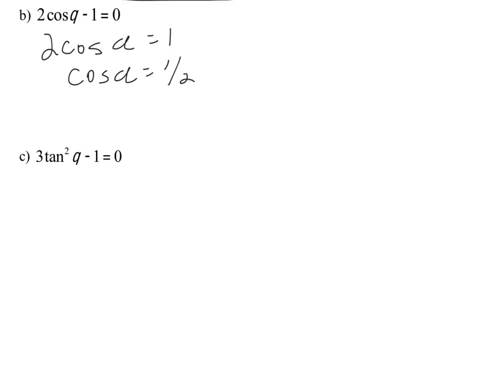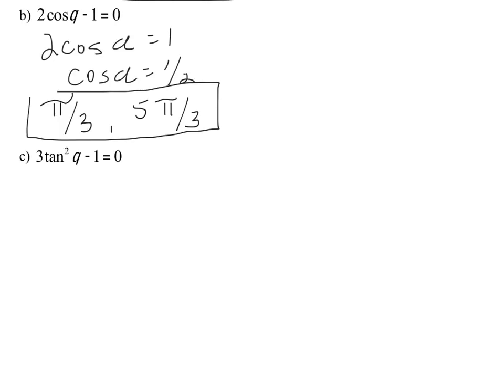B is very similar to A. We have 2 cosine alpha equals 1 because we add 1 to both sides, and then we divide by 2. We get cosine alpha equals 1/2. Again, you're going to look at your unit circle to see where cosine is equal to positive 1/2. That happens at pi over 3 and 5 pi over 3. So those would be your two angles where the cosine is 1/2.